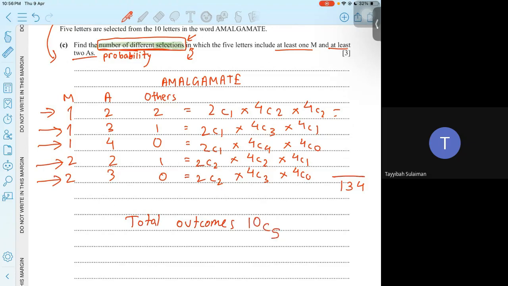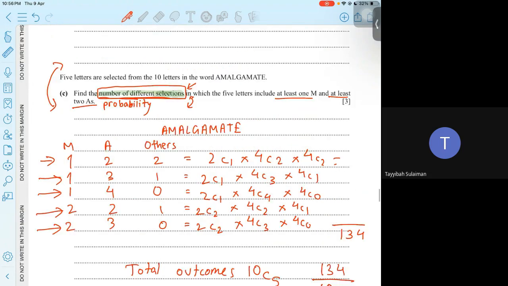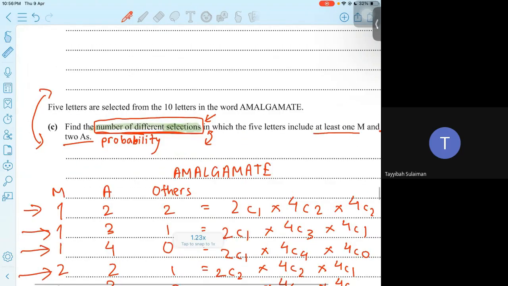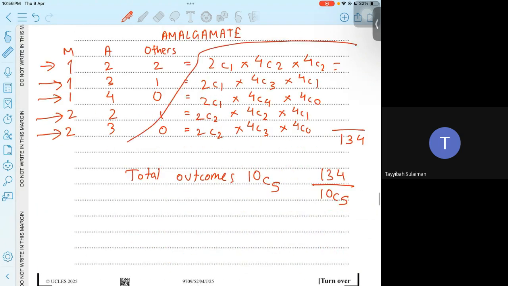I have 10 letters, I'm going to choose 5 letters from that. So 134 divided by 10C5. This exact question, but instead of asking for the number of different selections, if the question asks us for the probability in which the 5 letters included these, then this should have been the workout. Does that make sense? Yes.